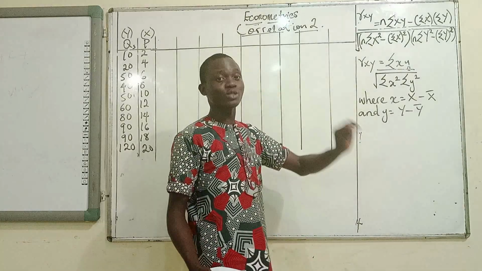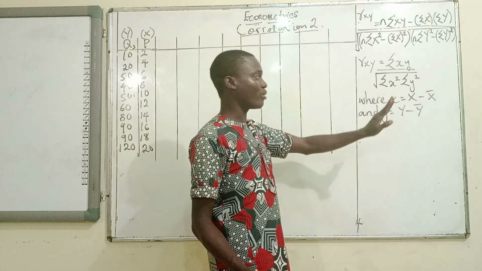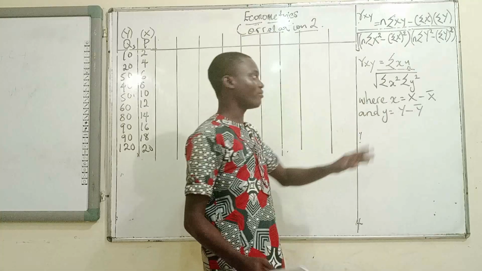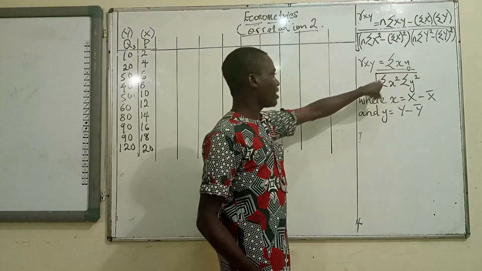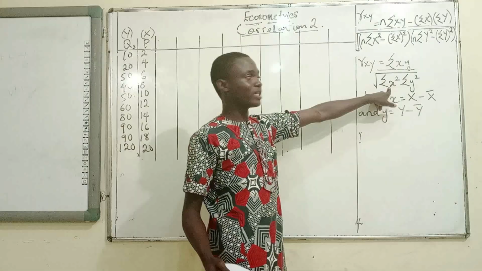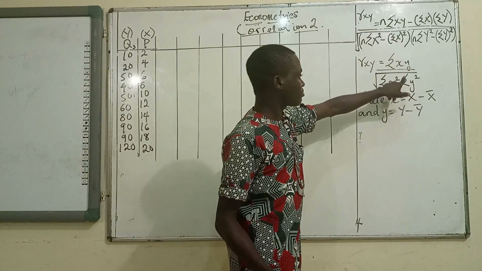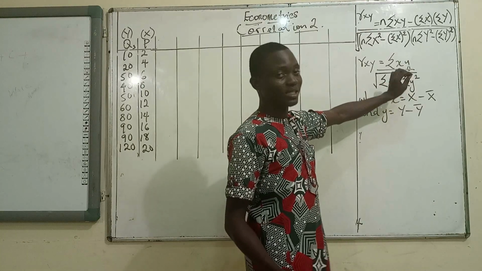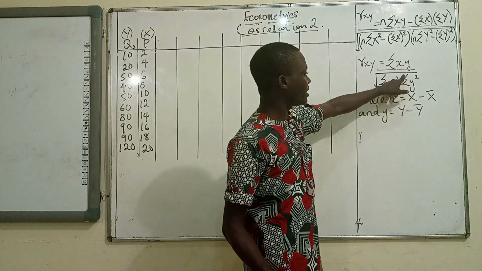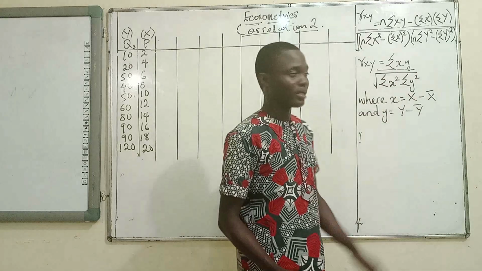So if it is small letter x, know that it is a deviation, and if it's capital letter X or capital letter Y, just know that we are dealing with normal values. Okay, then everything divided by the square root of sum of X squared, small letter x, which is sum of deviation of X squared, then sum of small letter Y squared again, which is just saying that it is sum of Y minus bar Y, close the bracket, squared. So that is what it really means.